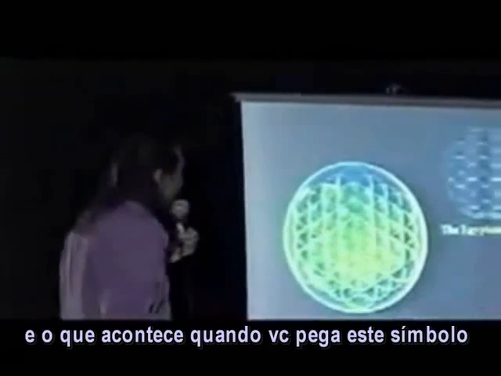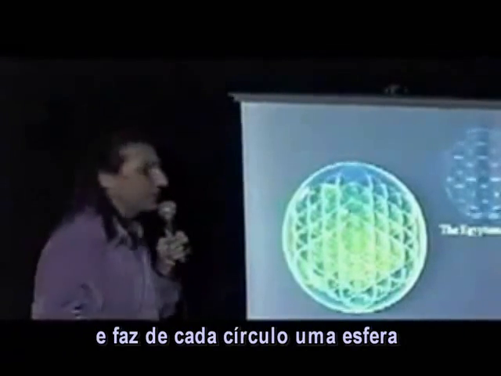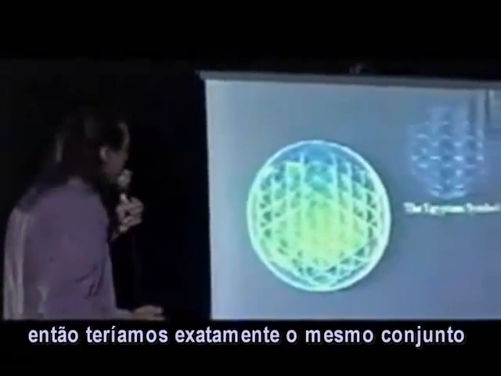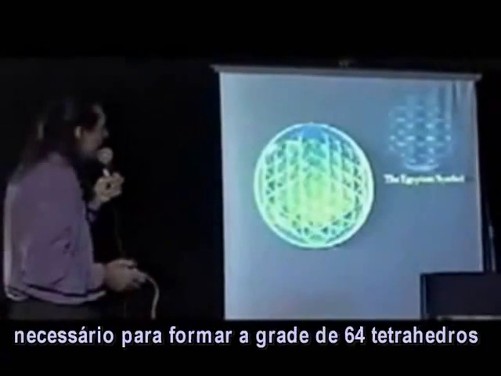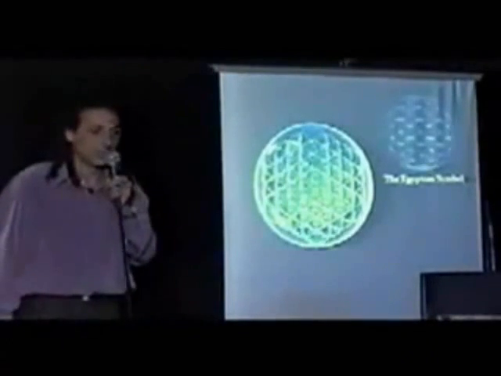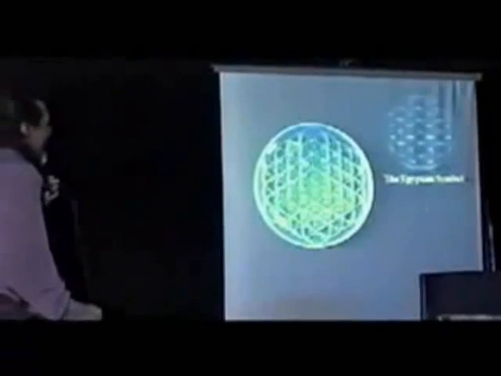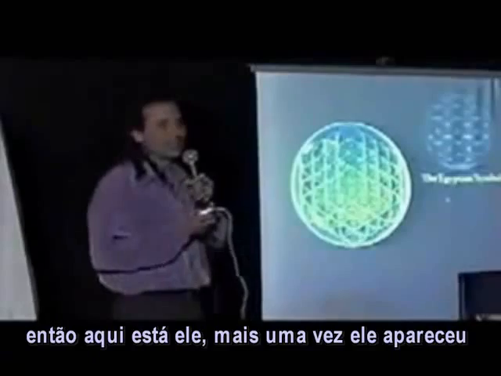Well, it just happens that if you take that symbol and you make every circle a sphere, then you have exactly the appropriate sphere packing to generate a 64 tetrahedron grid. So here it is. Again, it comes out.